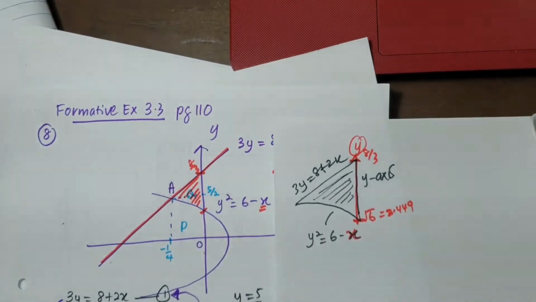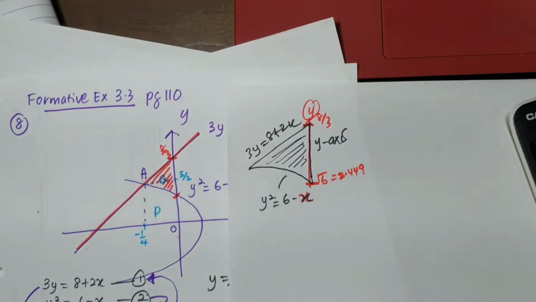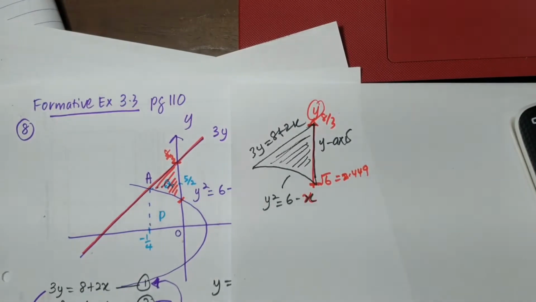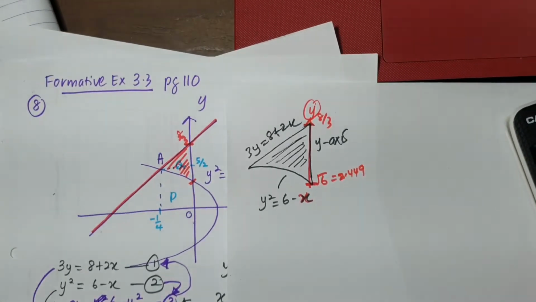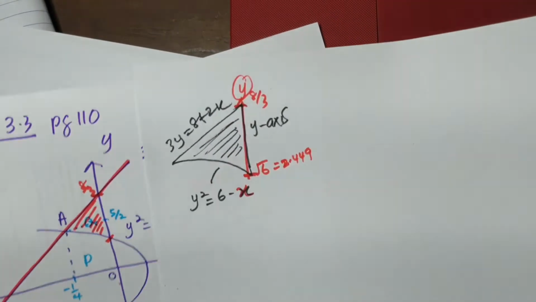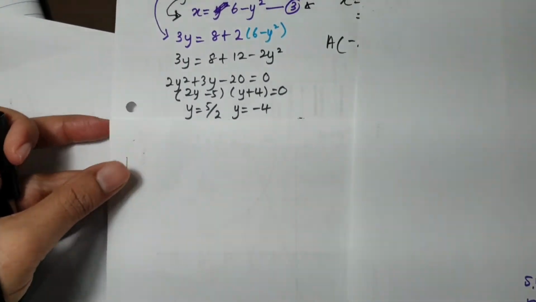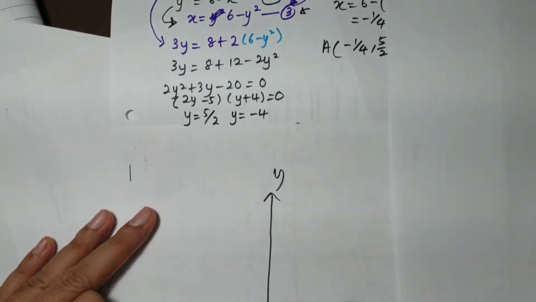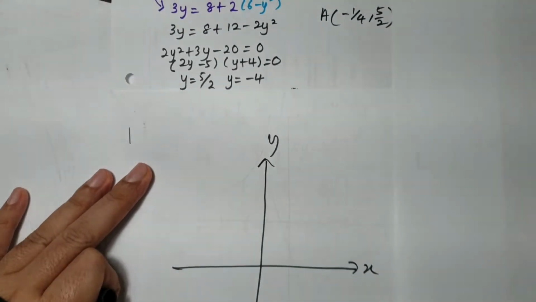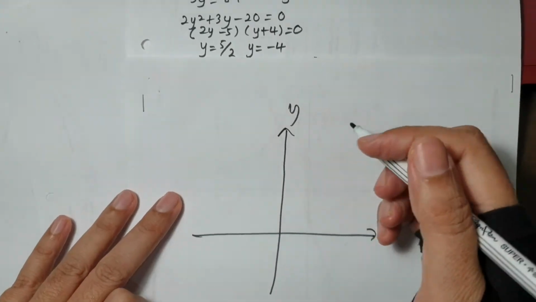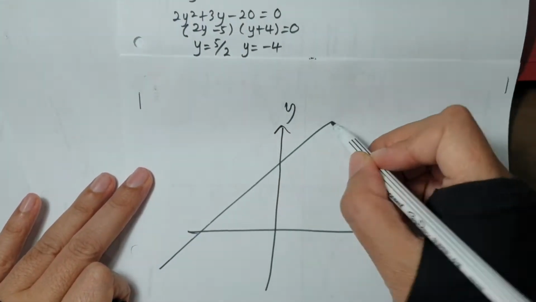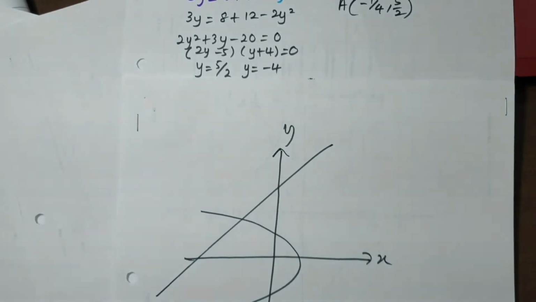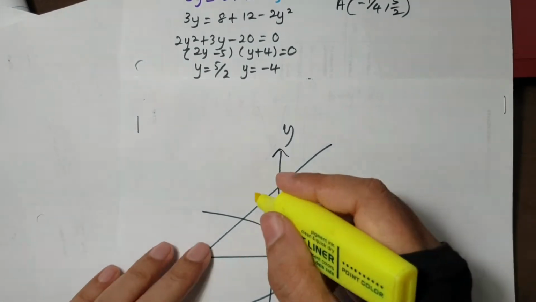Okay, let's find the area of this region using area bounded by the x-axis. Now let's sketch the curve first. Once again, you have the y-axis here, and this is your x-axis. Then you have a straight line, and then you have a curve. Now you want to find the area of this region.